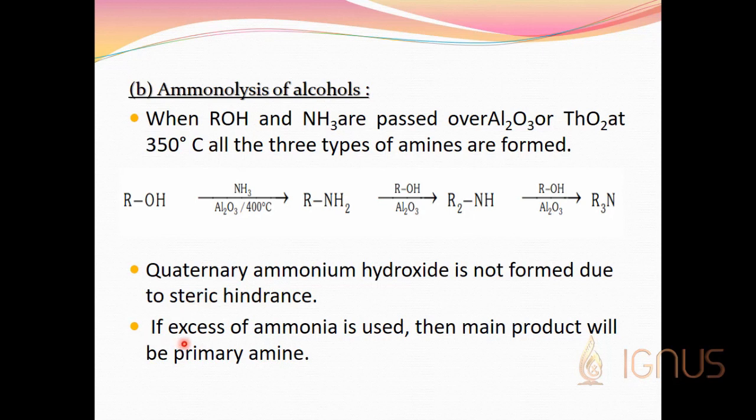If excess of ammonia is used, then the main product will be primary amine. Remember, if you are using excess of ammonia, then primary amine will be the major product. Don't forget, you will be using Al2O3 as a catalyst at 400 degrees Celsius. OH is converted into NH2.